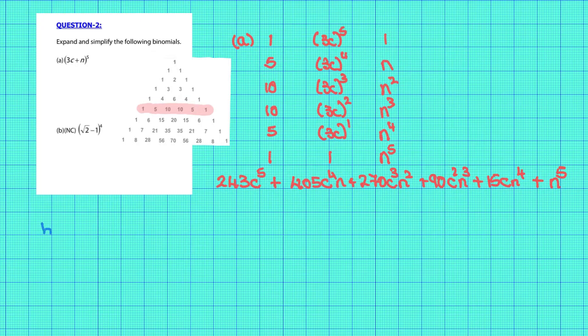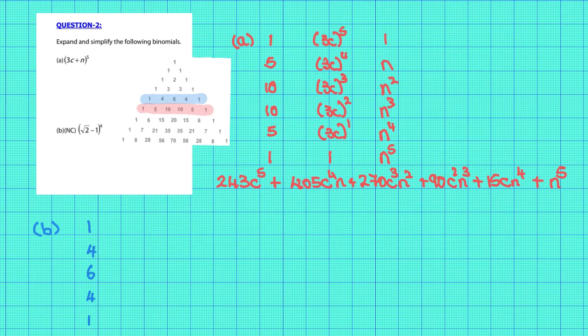Part B is a numerical question, but done in exactly the same way. So expand root 2 minus 1 to the power of 4. Because it is to the power of 4, highlight the 5th row of Pascal's triangle. Now write down the values: 1, 4, 6, 4, 1.